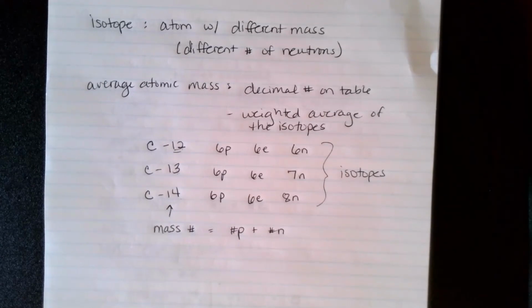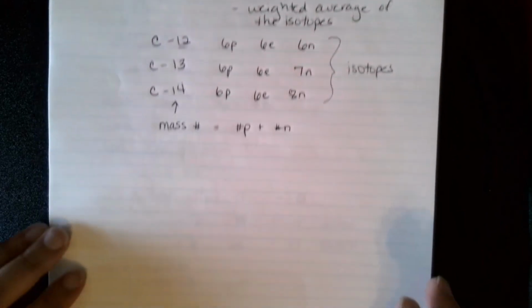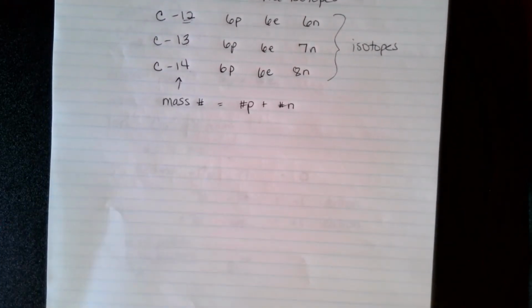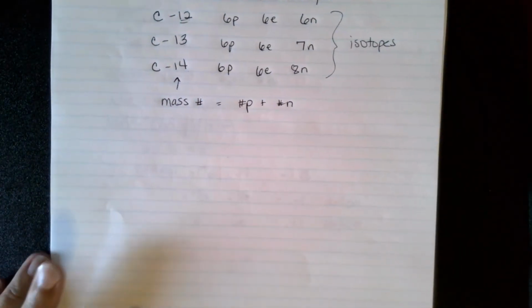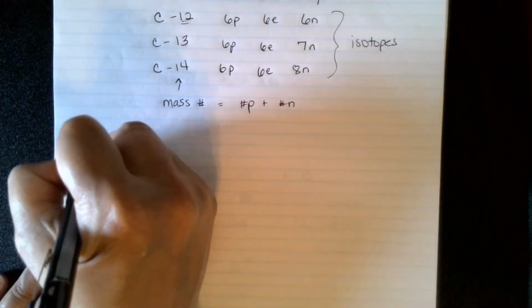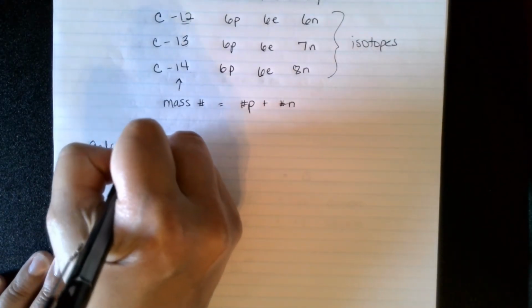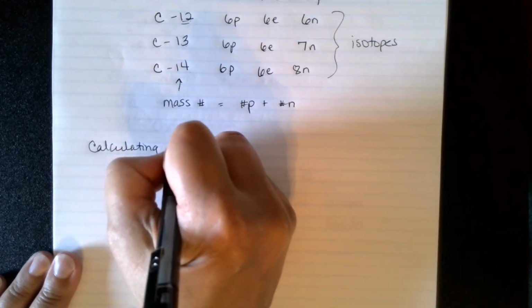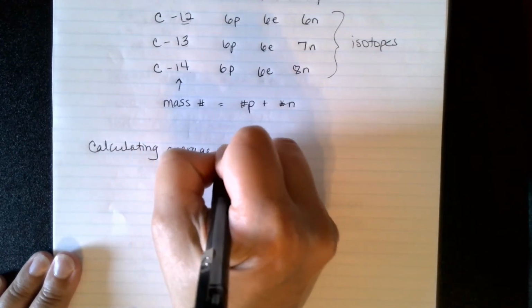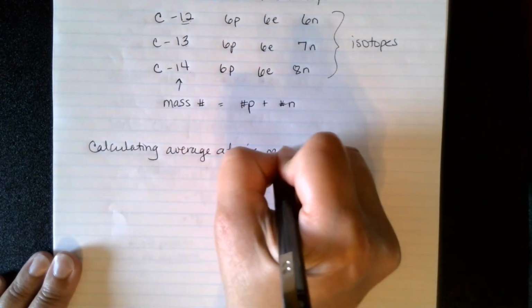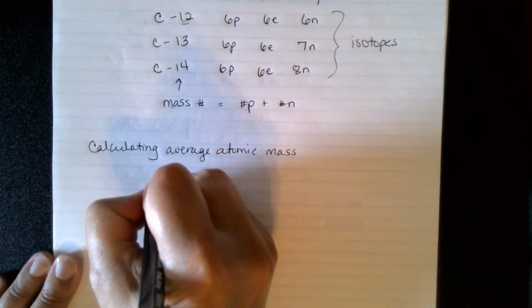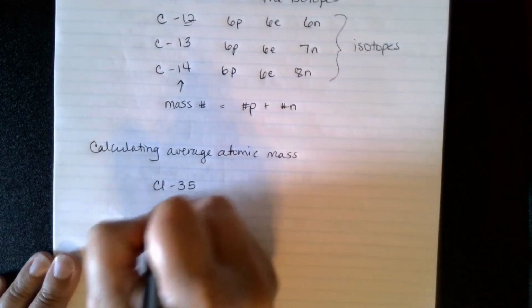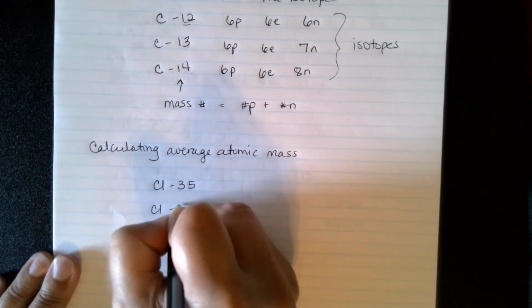Alright, now in order for us to figure out our average atomic mass, we have to do a weighted average. Okay, and they have to give us 2 pieces of information. They have to give us the masses and the percent abundance. Okay, so to calculate our average atomic mass, let's say that they say I have 2 isotopes. We'll say we have chlorine 35 and chlorine 37.